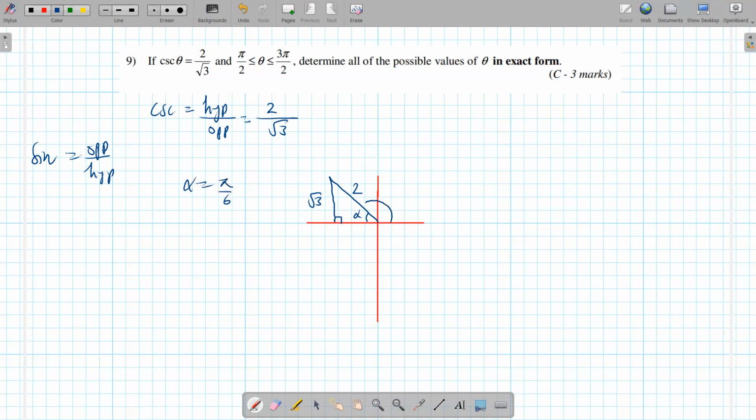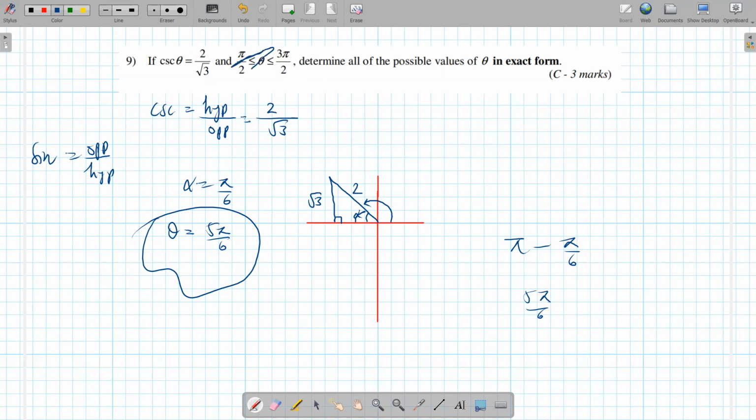Our theta is the principal angle. What will that be? This is pi over 6 from here. We want to find out what the big one is. So if pi over 6, so 150, or just pi minus pi over 6, 5 pi over 6. And there you go, that's the answer. So again, identify the quadrant, draw a triangle if you have to.